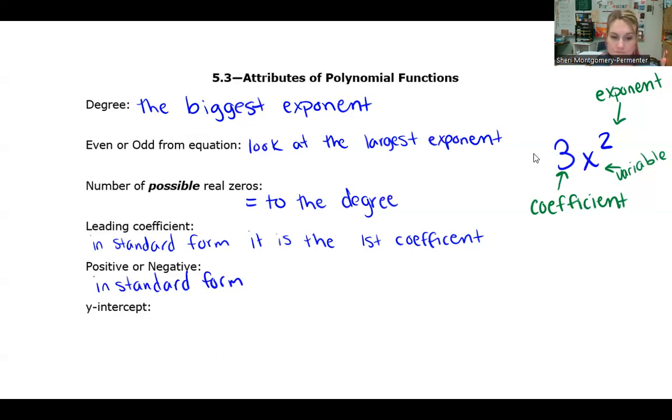In standard form, is the coefficient positive or negative? So in standard form, we look at the very first term to determine whether or not you are positive or negative.